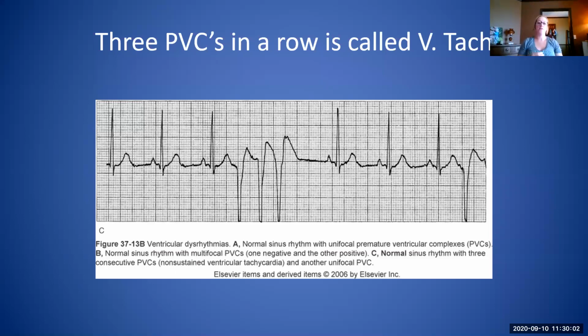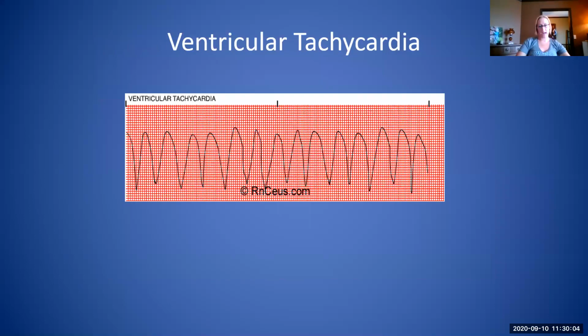Then here we have our VTach, our ventricular tachycardia. It's a ventricular problem. So you're going to see the problem with the QRS. Here's your QRS and nothing else. It overrides whatever else would have been going on in the atria because the ventricles take over. So it's just going to be that sawtooth-like line and nothing else.